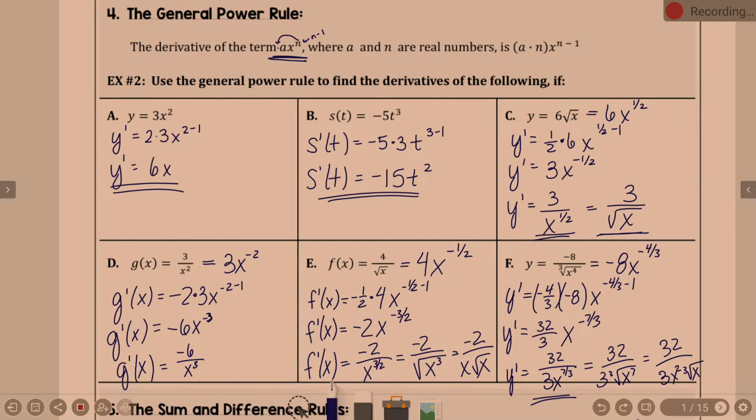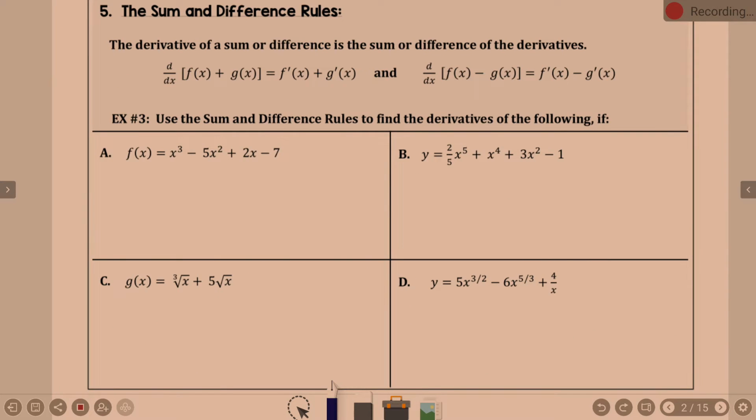Ready for the next section? Yeah. Because now we're going to start adding and subtracting in our derivatives. It's no different. We're doing the same exact thing we have been. So the derivative of a sum or difference is the sum or difference of the derivatives. Now, that's fancy speak. It is good to understand. The derivative of a sum is the sum of the derivatives. So this right here is saying the derivative of the sum.